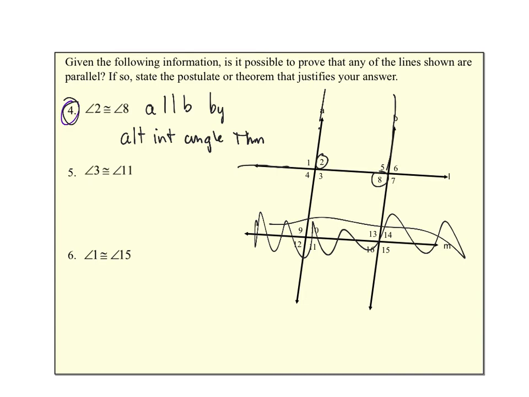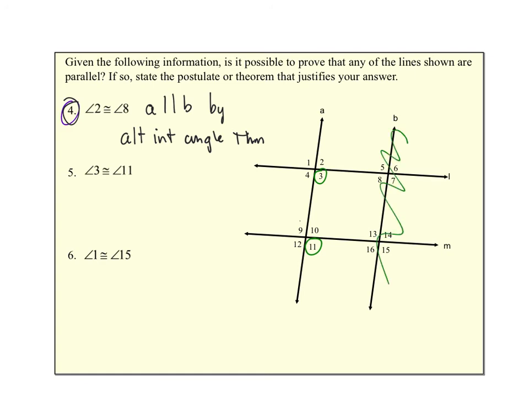Okay, because if I turn and look, these are my lines. L would be my transversal. So 2 and 8 from that perspective would be on the interior and on opposite sides of my transversal. So that's what I would consider. So the next one, 3 and 11. Okay, I'm going to ignore all this. 3 and 11 appear to be in the same location.